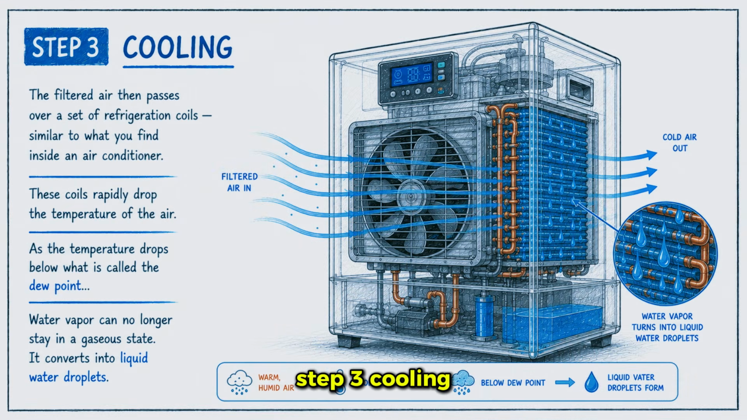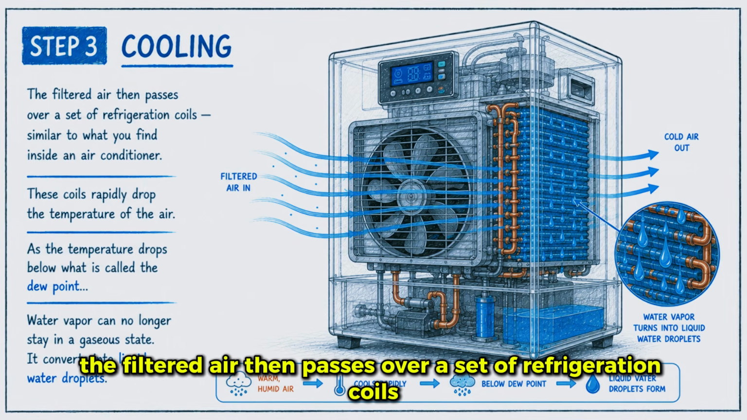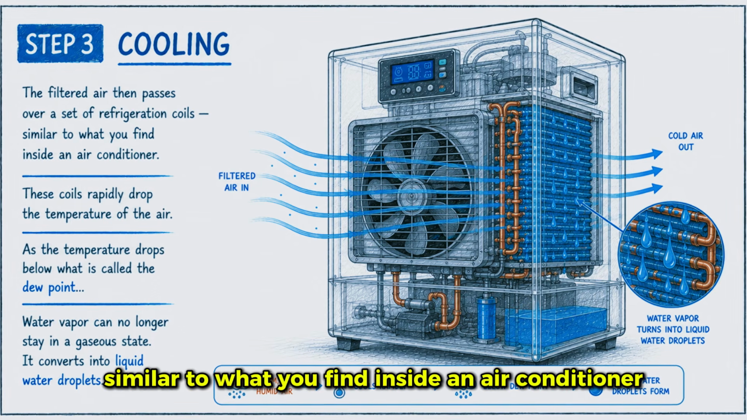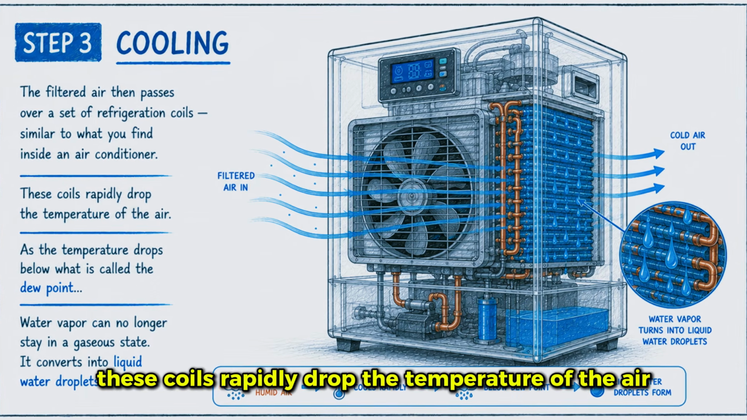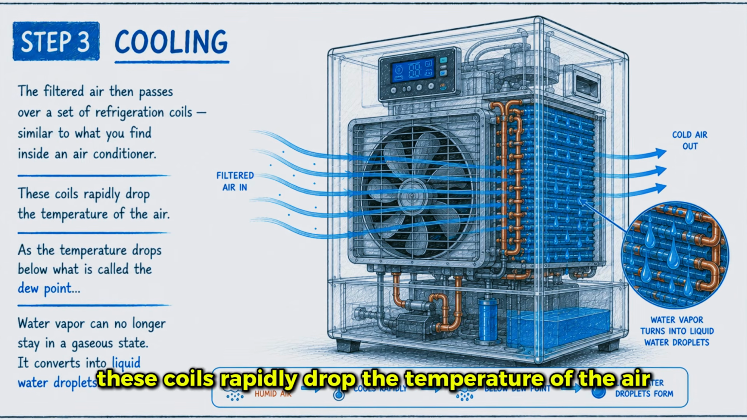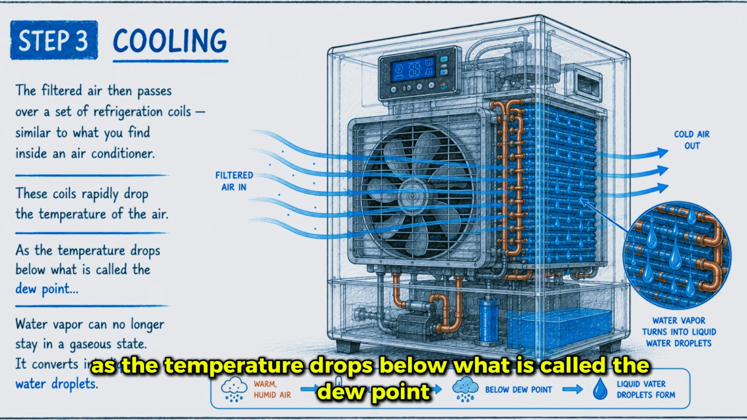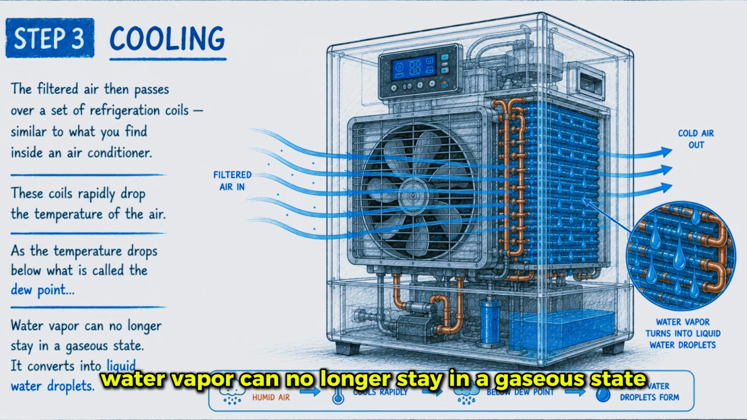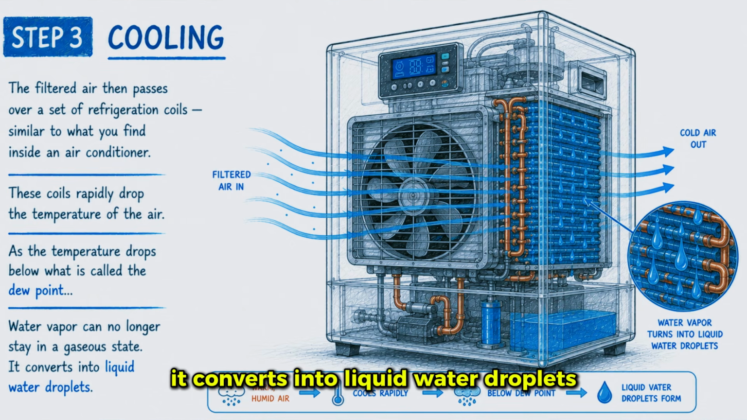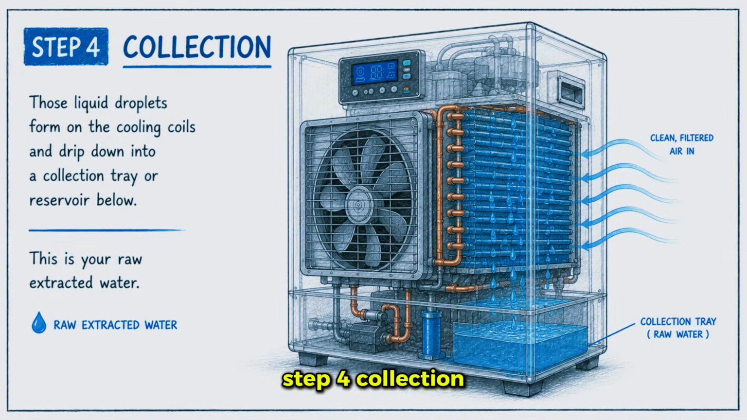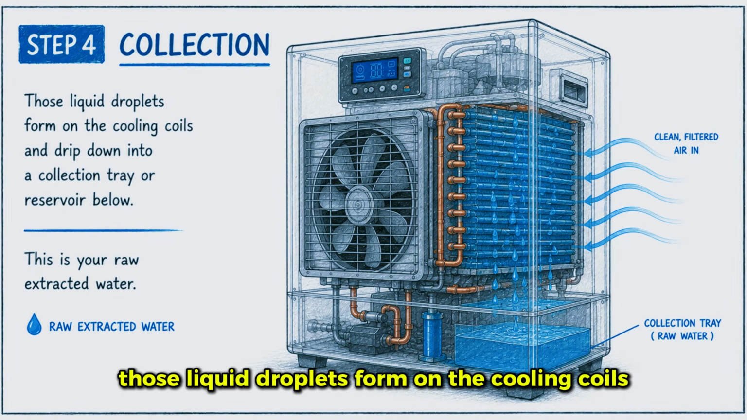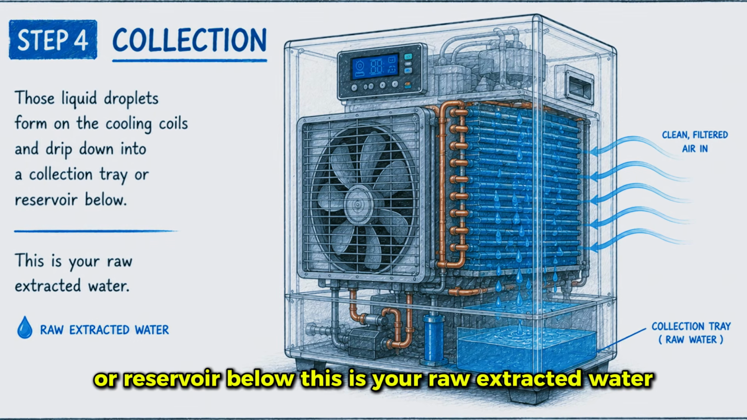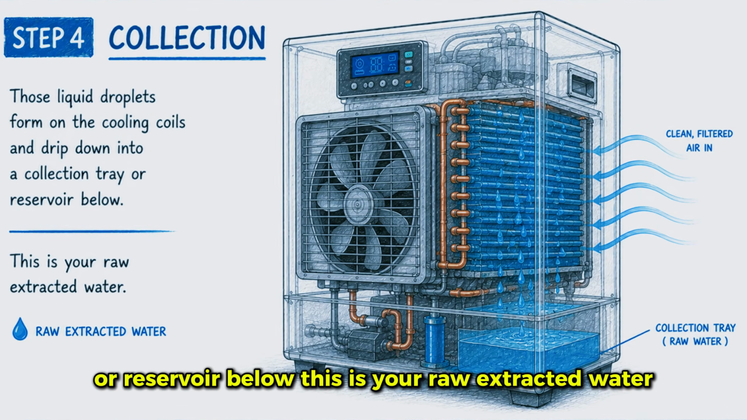Step 3. Cooling. The filtered air then passes over a set of refrigeration coils, similar to what you find inside an air conditioner. These coils rapidly drop the temperature of the air. As the temperature drops below what is called the dew point, water vapor can no longer stay in a gaseous state. It converts into liquid water droplets. Step 4. Collection. Those liquid droplets form on the cooling coils and drip down into a collection tray or reservoir below. This is your raw, extracted water.